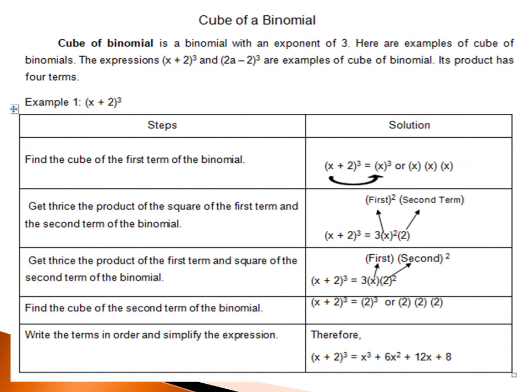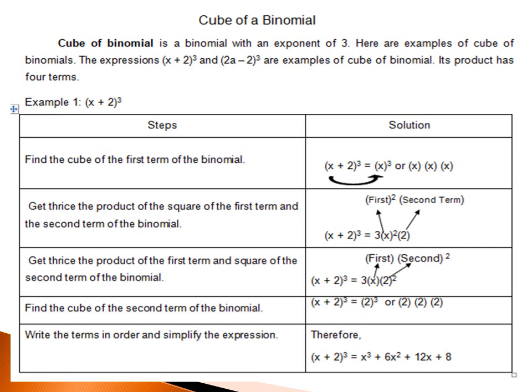We have the cube of a binomial. Cube of a binomial is a binomial with an exponent of 3. Here are examples of cube of binomials. The expressions, the quantity of x plus 3 raised to 3 and the quantity of 2a minus 2 raised to 3 are examples of cube of binomial. Its product has 4 terms.